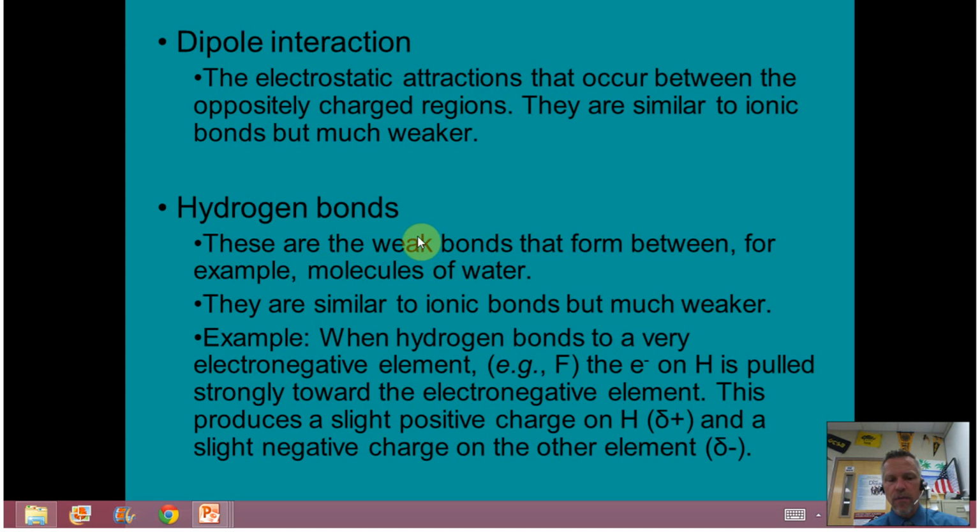Hydrogen bonds are another example of a Van der Waals force. These are weak bonds that form between the molecules of water. They're even weaker than dipole interactions. And my example here is the same example we've had already. When hydrogen bonds to a very electronegative element like fluorine, the electron from hydrogen is pulled strongly towards fluorine, which produces a slight positive charge on the hydrogen and a slight negative charge on the fluorine. This is a polar covalent bond between hydrogen and fluorine, and it's those resulting positives and negatives that are able to interact with other nearby molecules to hold the substance together.